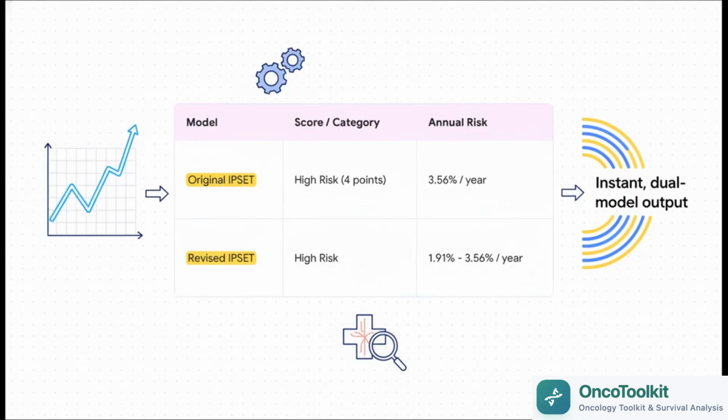And the moment you hit enter, bam, you get this, an instant dual model output. You're not just getting one score, you're getting both the original and the revised IPSET calculations at the same time. For this patient, you can see immediately they are high risk by both models, with the exact point score and the annual risk percentages clearly displayed. This isn't just data, this is an immediately actionable clinical insight.